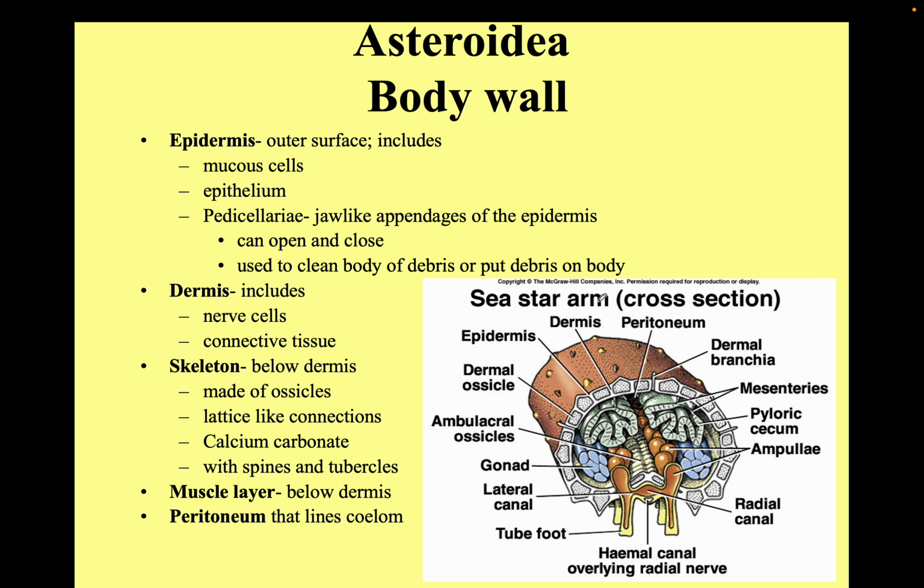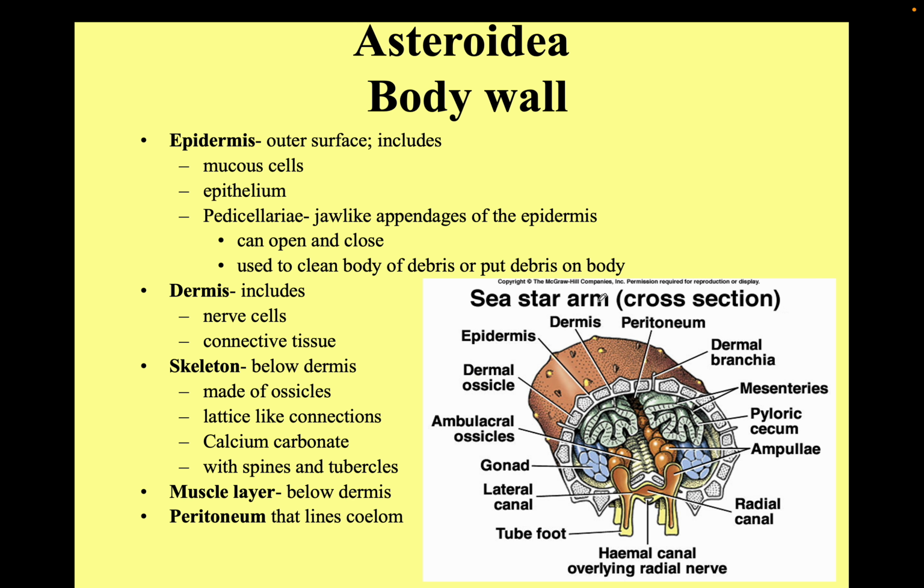For the body wall, the epidermis serves as the outer surface of the animal, and the epidermal layer contains the following structures. There are mucous cells responsible for secretion of mucus material, important for the animal to adhere to certain substrata, and allows the animal to also capture prey or smaller animals for feeding.